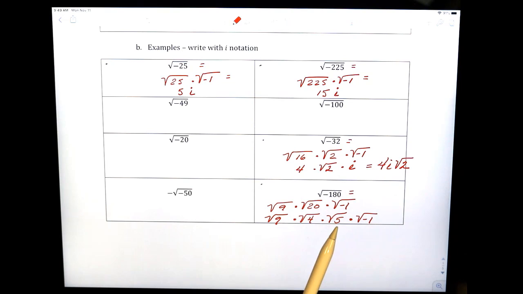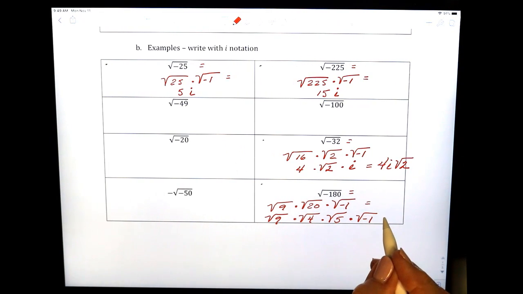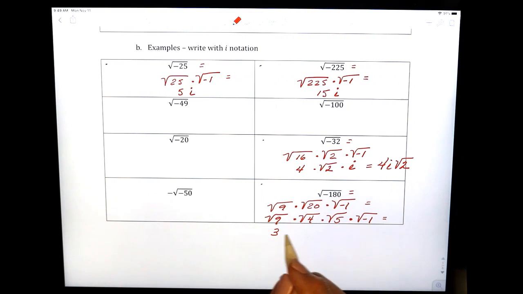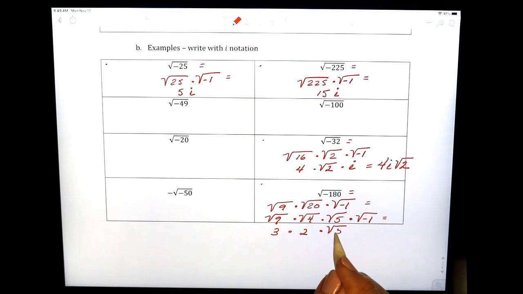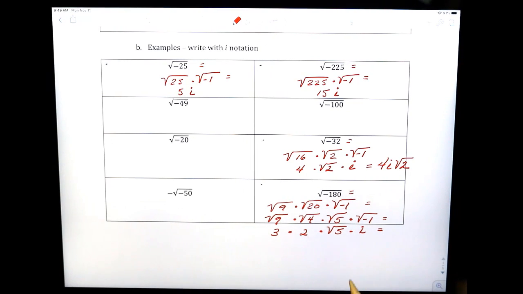All right, so here's 4 times 5 is 20, times 9 is 180, times -1 is -180. So now doing the square root process, the square root of 9 is 3, the square root of 4 is 2, the square root of 5 cannot be simplified, and the square root of -1 is defined to be i. So let's put it all together. 3 times 2 is 6. Let's pull the i in front, and let's put the radical in the last position.